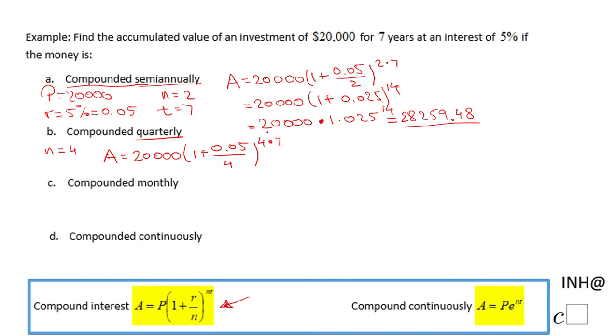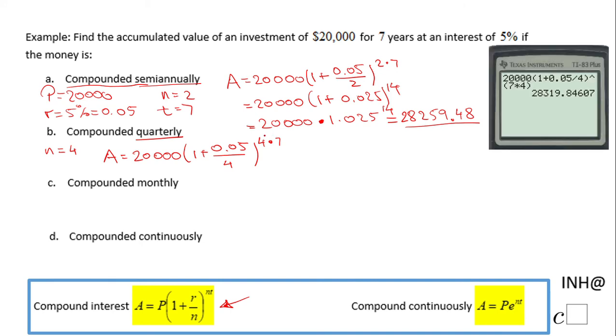And in this case, I'm going to use a calculator, and I use a TI-83, and you notice how I put it in. You can put it exactly like here, and the amount will be $28,319.85. So again, I rounded to the nearest cent. And you notice when you compound quarterly, it's a little bit more than compounded semi-annually.